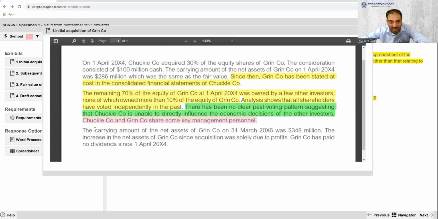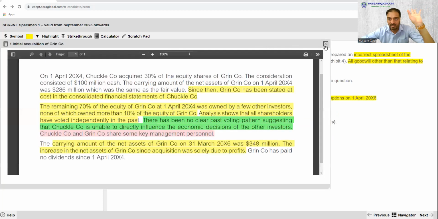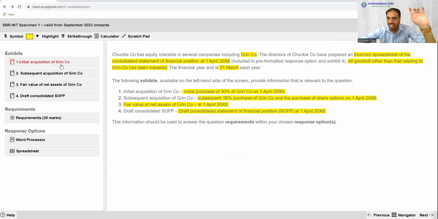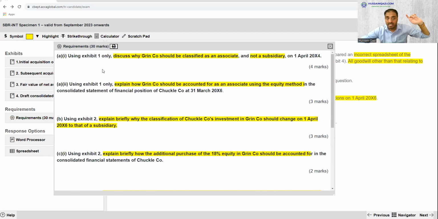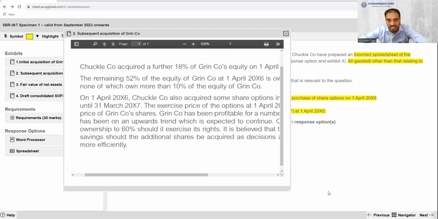Okay, the carrying amount of the net assets of Grin at 31st March X6 is 348 million, and the increase in net assets since acquisition was solely due to profit, and this will be beneficial with respect to equity accounting, the movement of the net assets. Grin company has paid no dividend since 1st April X4. So that is the point. That's the first exhibit, the initial acquisition of Grin, supporting requirement number 1, A1.